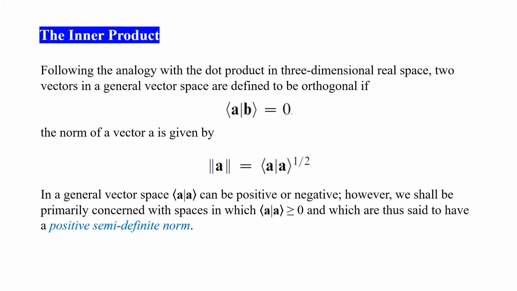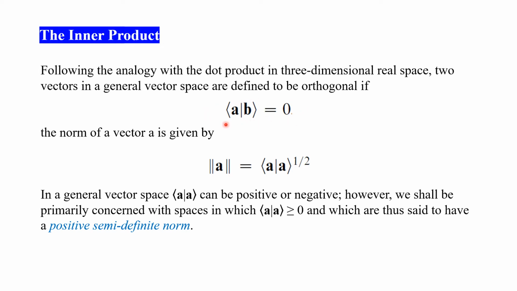Following the analogy with dot product in three-dimensional real space, two vectors in general vector space are defined to be orthogonal if ⟨A|B⟩, or the inner product of A and B, is equal to 0. So if this is equal to 0, then you call your vectors orthogonal.